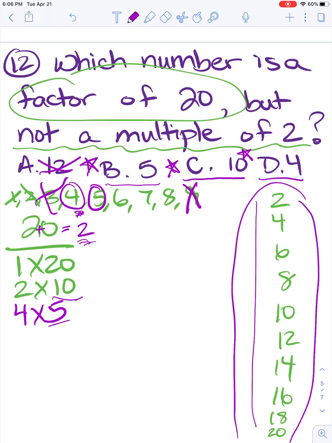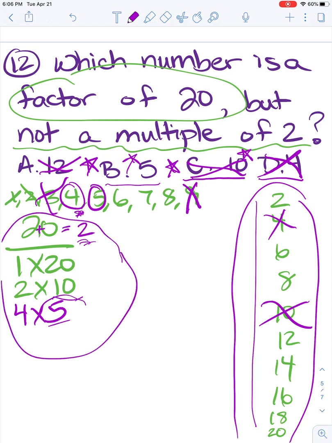Do you see a 5? No? Okay, I'm going to put a second star. Do you see a 10? Yep, that means 10 can't be it because it cannot be in this column. Do you see 4? You sure do. That means it cannot be it. It cannot be a multiple. I said factor, excuse me. It cannot be a multiple of 2. It has to be a factor of 20, which 5 is, and not a multiple of 2. So my answer is 5.